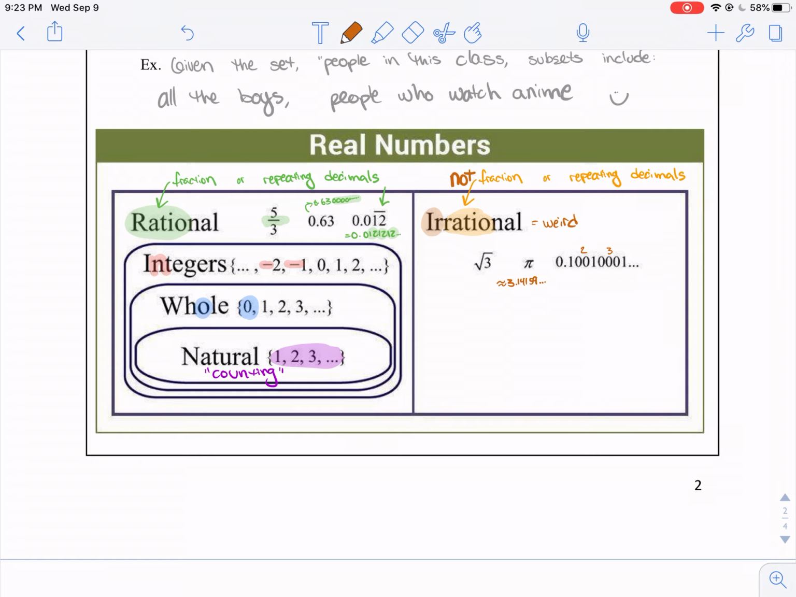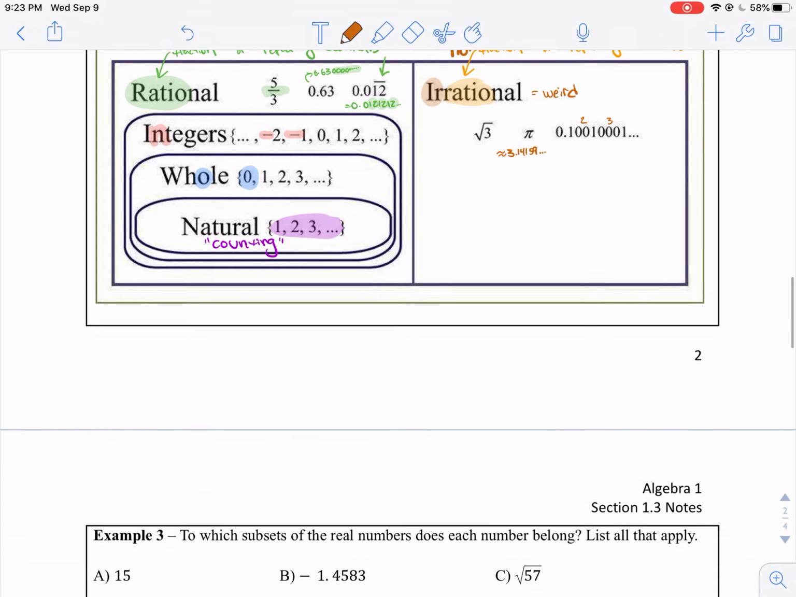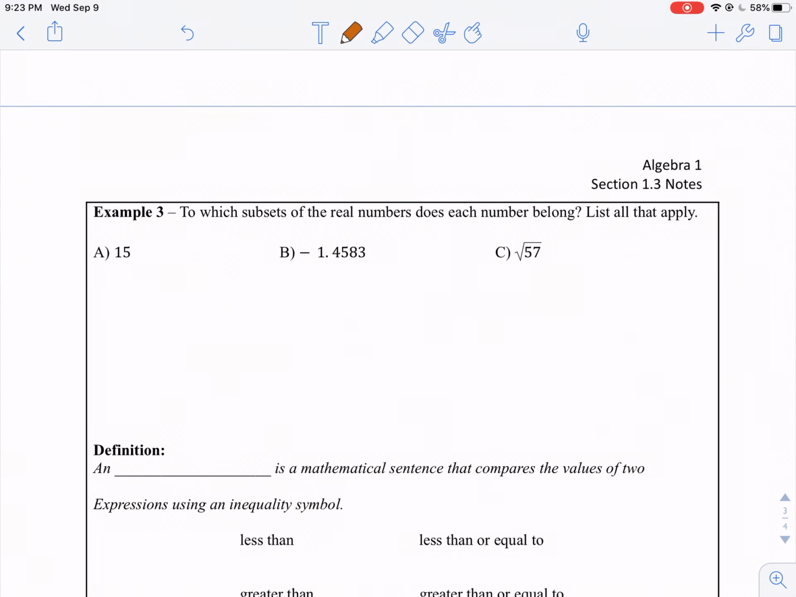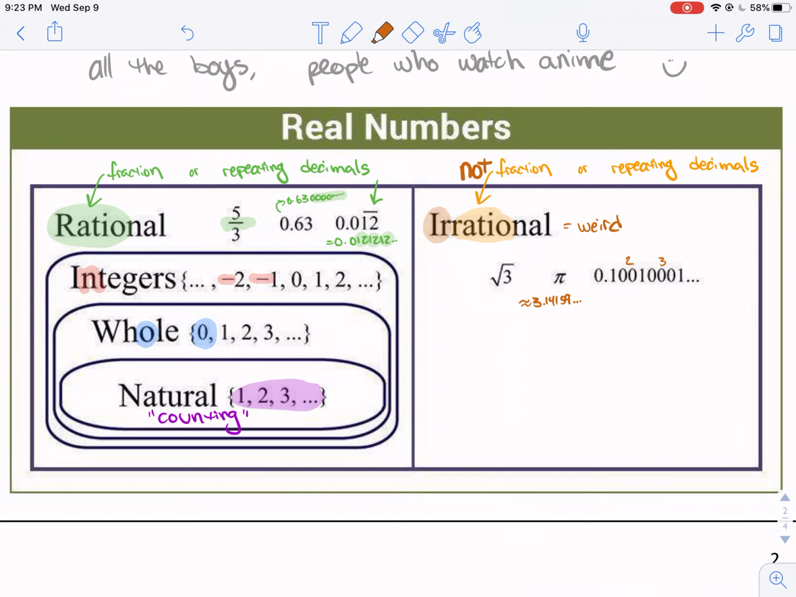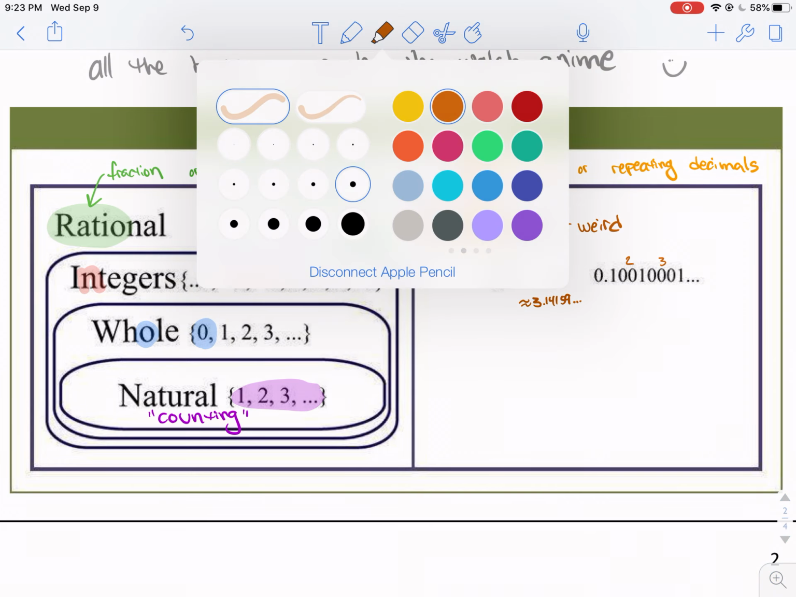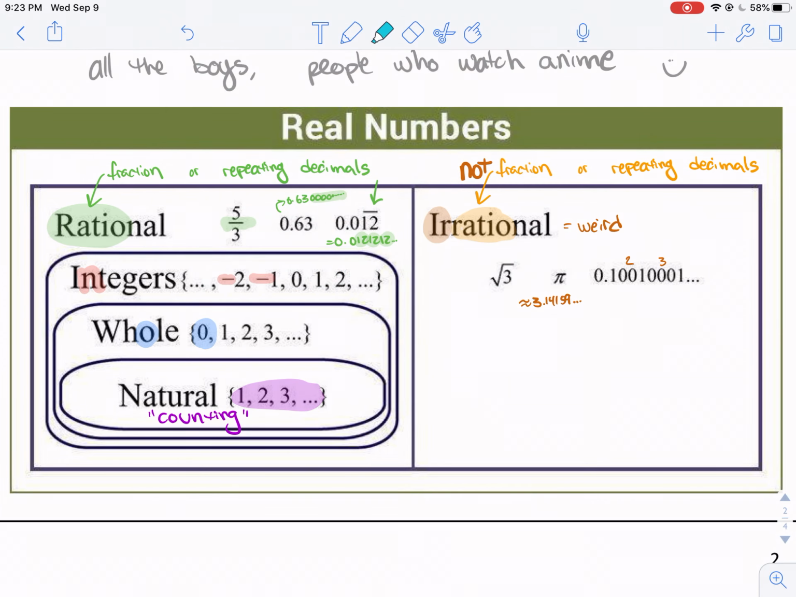So go ahead and name, for example 3, you're going to list all of the subsets that each number belongs to. For example, you'll notice that we have the number 0, which is an integer. 0 is also a whole number. This means that 0 is also rational because it's within that set. It's also a real number because it's inside of here.